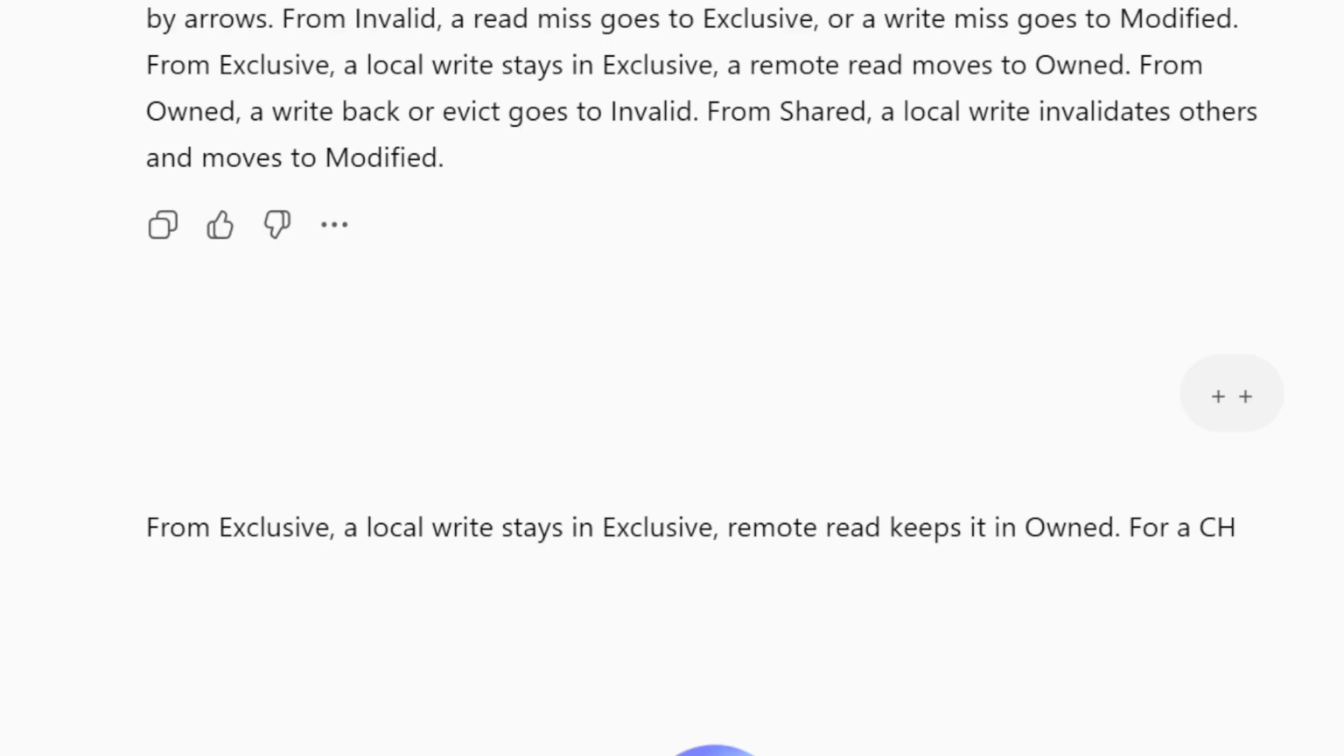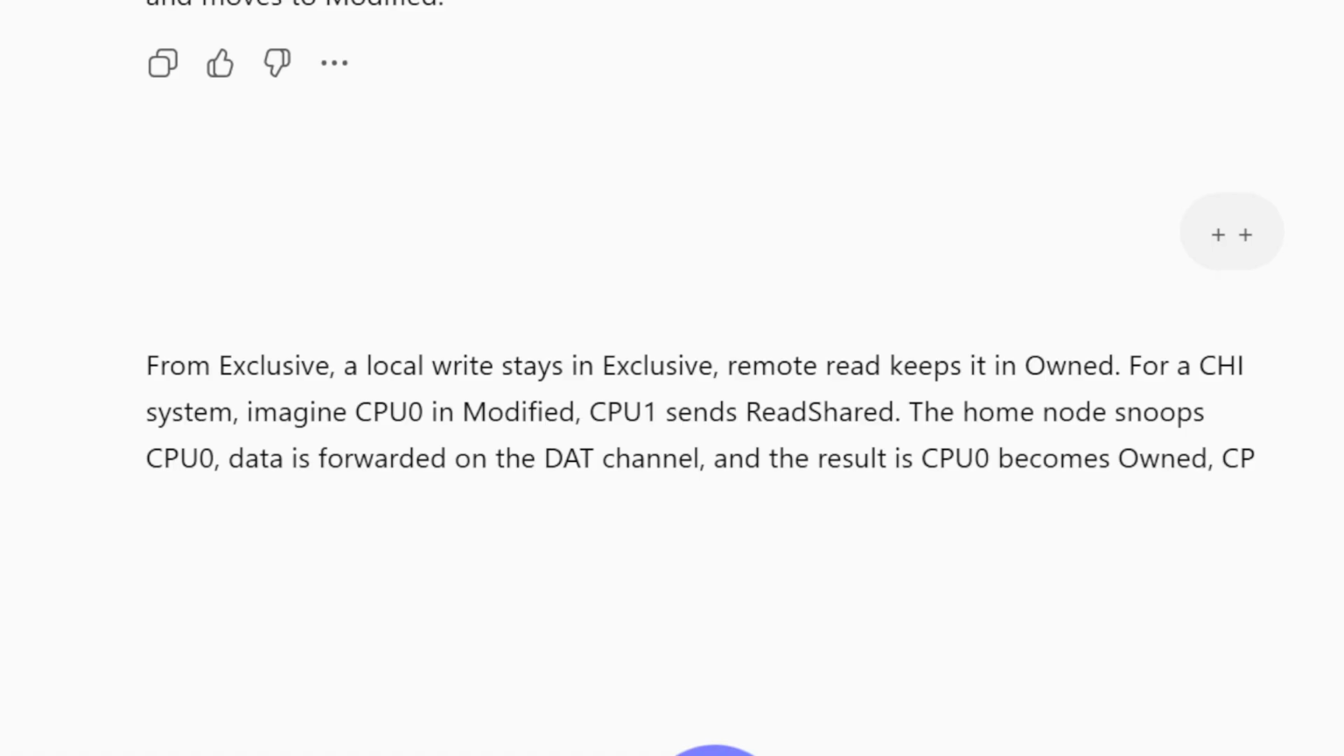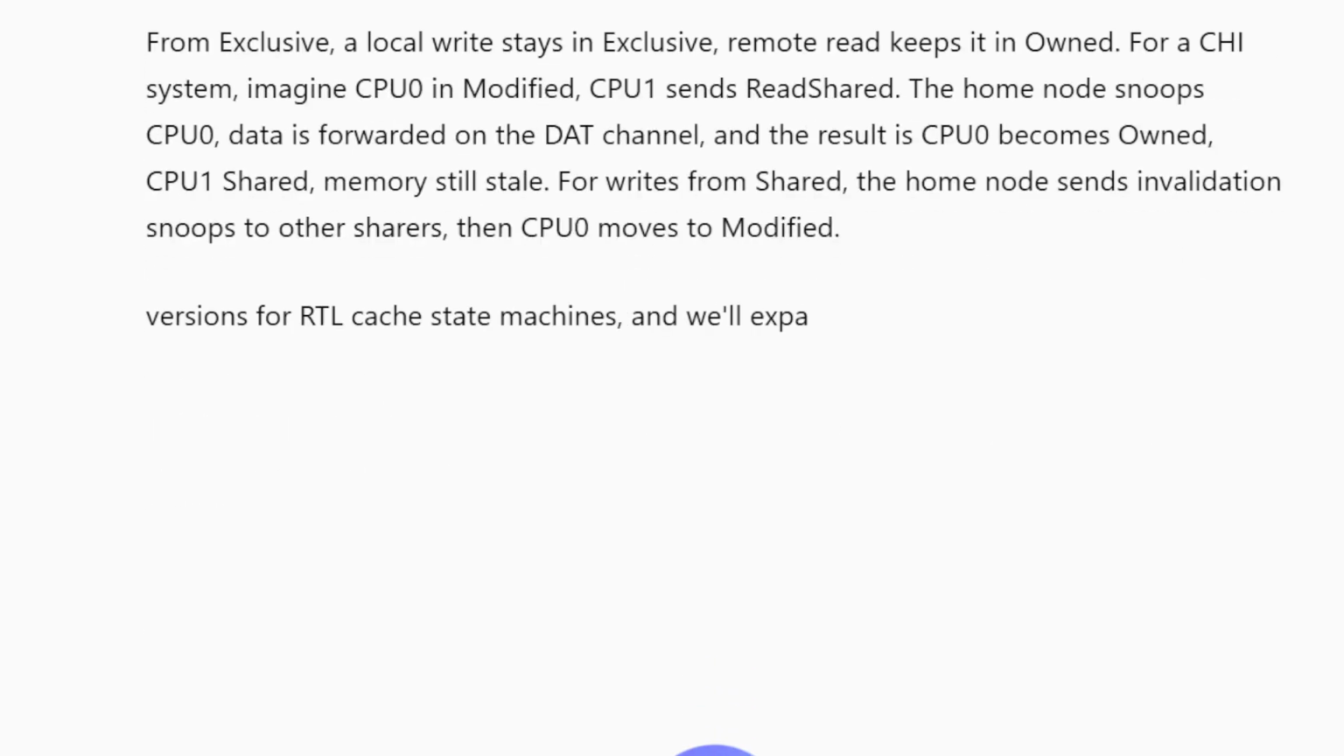For a CHI system, imagine CPU 0 in modified. CPU 1 sends read shared. The home node snoops CPU 0. Data is forwarded on the DAT channel, and the result is CPU 0 becomes owned, CPU 1 shared. Memory still stale. For writes from shared, the home node sends invalidation snoops to other sharers, then CPU 0 moves to modified. These are the good starting versions for RTL cache state machines, and we'll expand this into a full transition diagram in the course notes.